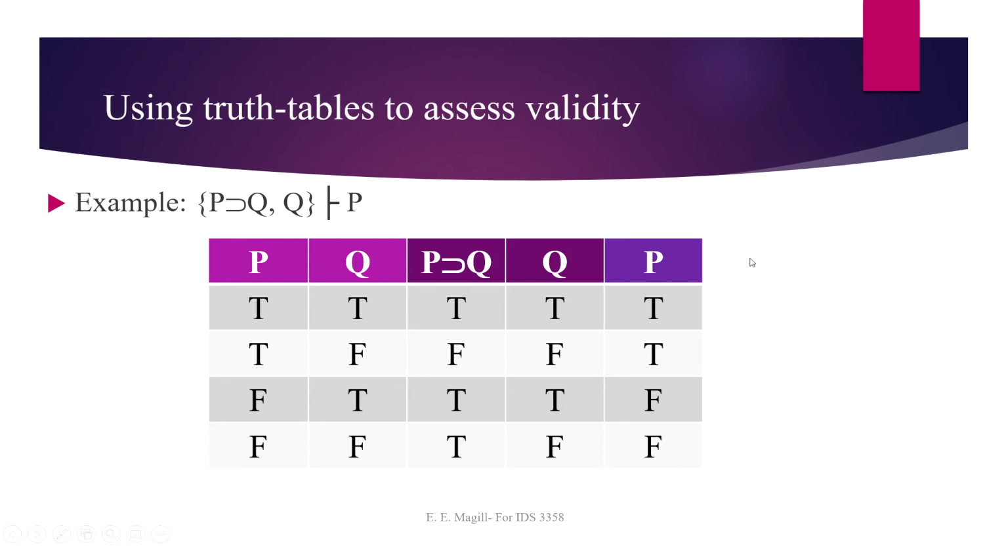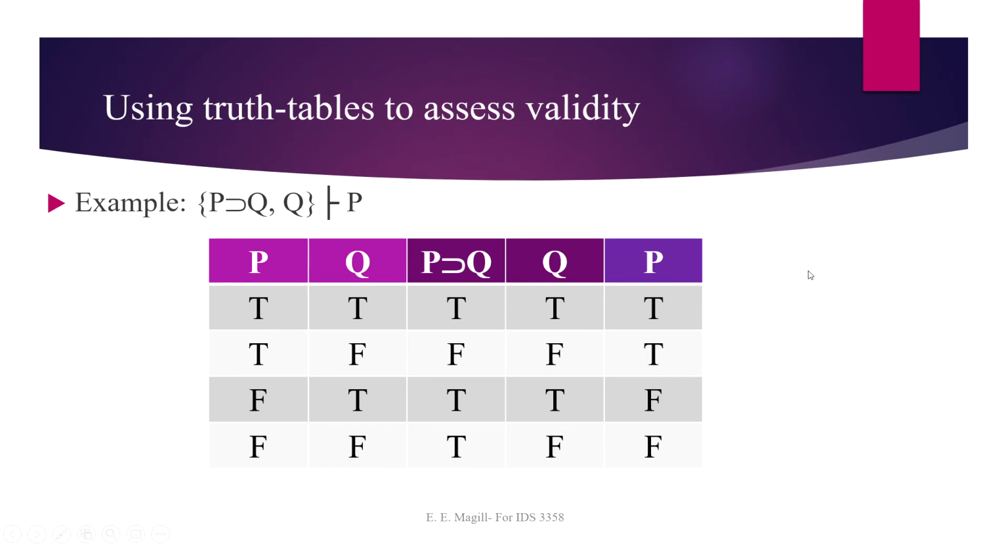With the completed truth table, we can now assess whether this argument is valid. Remember, an argument is valid if and only if it is impossible for all the premises to be true and the conclusion to be false at the same time. So what we're looking for is a row on the truth table with true premises and a false conclusion. If we can find one, the argument is invalid. If we can't find one, it's a valid argument.